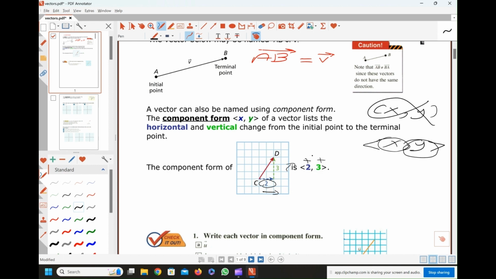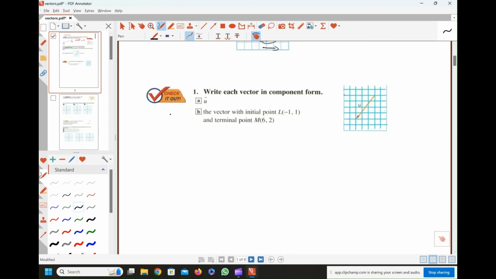Let's take a look at an example. Check it out one. Write each vector in component form. Vector u is given as a figure. Let's write it in component form. First we use a sharp bracket, x comma y. What is x? It's the change in the horizontal direction. What's y? It's the change in the vertical direction. Let's figure out the change one by one.